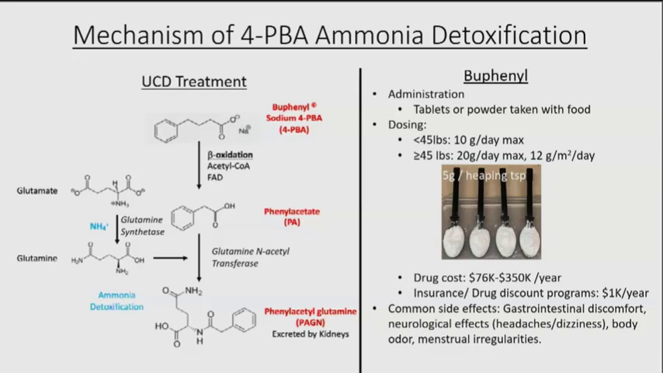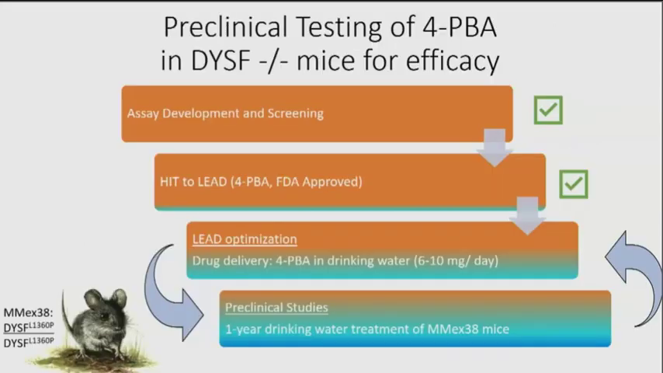Typically, they test children for ammonia levels when they're born, so the determination of urea cycle disorder is made very early, and those children are put on the drugs and into adulthood. So we've developed these assays. We've got a hit for PBA, and it's FDA approved. And now we started doing preclinical trials.